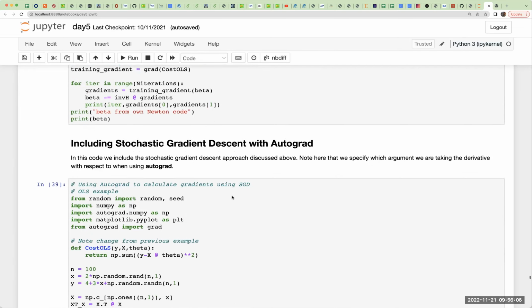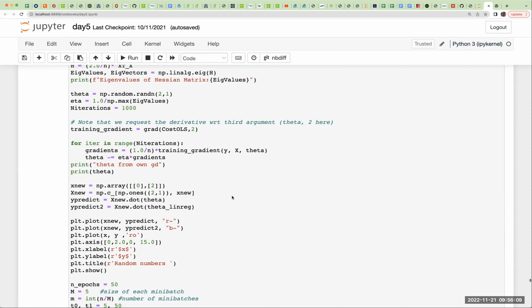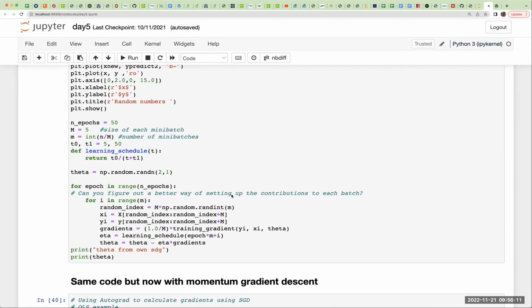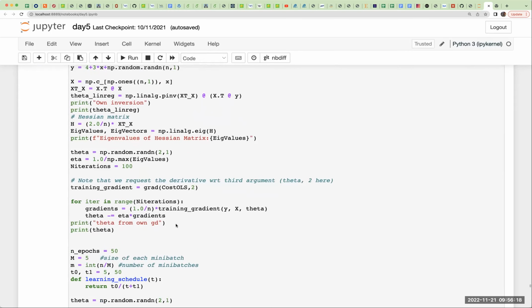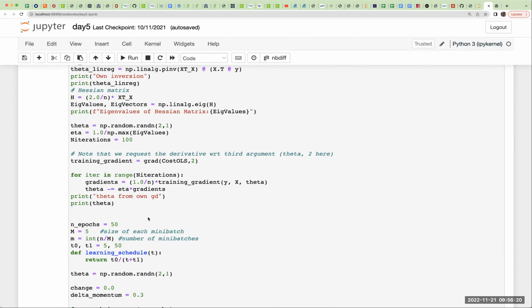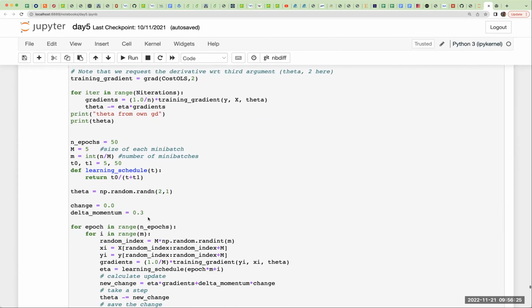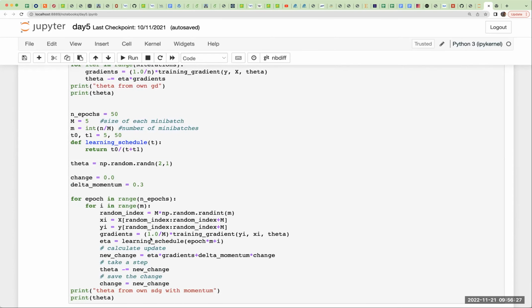If you look at the stochastic gradient descent, there's an example here where we include this momentum. And this is just a plain one. And then here you have it with momentum. If you print out the derivatives as a function of this momentum gradient, stochastic gradient descent, as it's implemented here. When we do the momentum, we have this new change equal to the previous gradients times delta momentum, which becomes a parameter, which I put to 0.3 here.